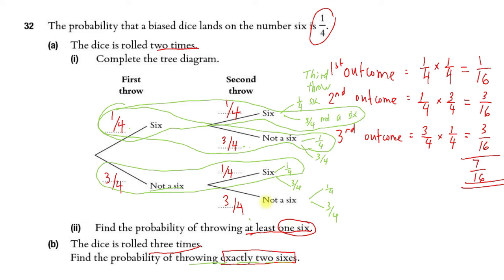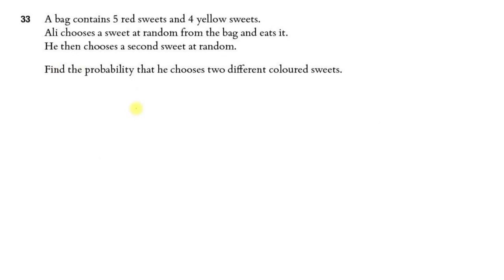Let's calculate. Take 1/4 times 1/4 times 3/4. This is your first possible outcome. Plus, the second possible outcome is 1/4 times 3/4 times 1/4. And the third possible outcome is 3/4 times 1/4 times 1/4. So use your calculator. You should get 9/64.